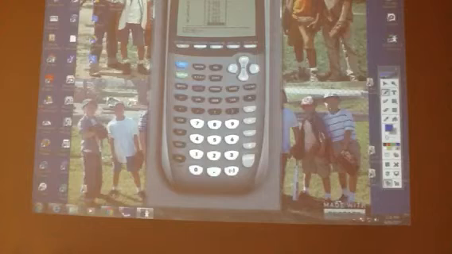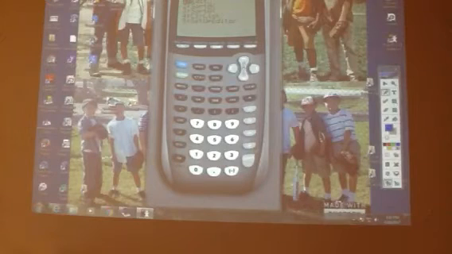Okay, go back to Stat. Hit Stat. Go to the right to Calc. So you're going to arrow over to Calc. Go down to 0, which is exponential regression. Hit enter one time.